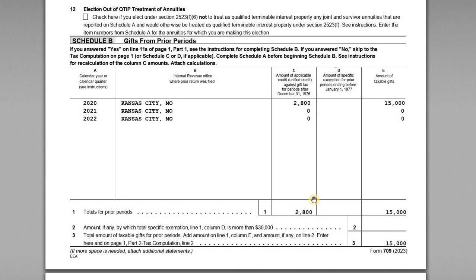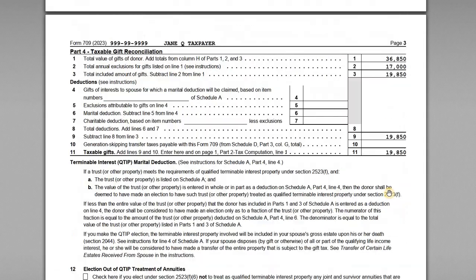But in our case, we're well under that $500,000 mark, so not an issue for us. All right, so we're left with $15,000 of prior year gifts, and we have a $2,800 credit that was used in the prior period.